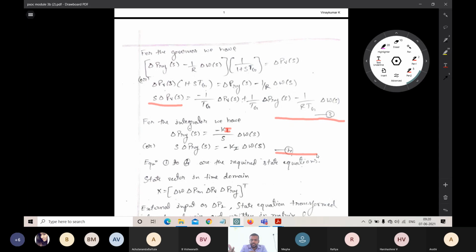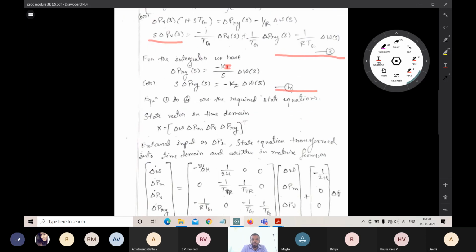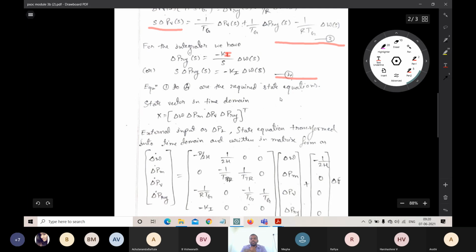Output equation for generator plus load, output equation for turbine, output equation for governor, output equation for integrator, the performance integrator. So these four equations are called state equations, state output equations. So by using these four equations, we are forming the state vector. So in the time domain, we are just considering x is equal to delta omega, delta pm, delta pv, delta p reference. So what are these? These are our outputs.